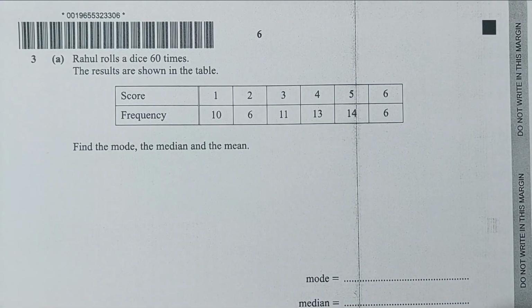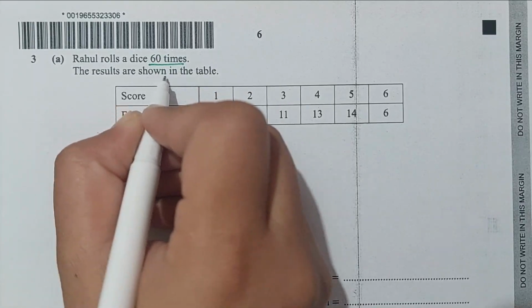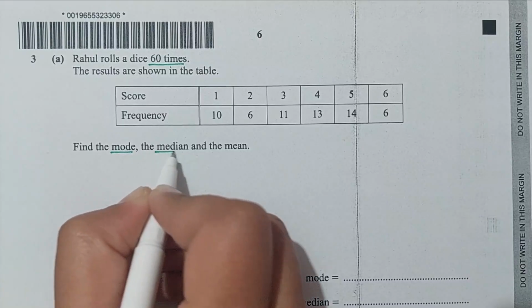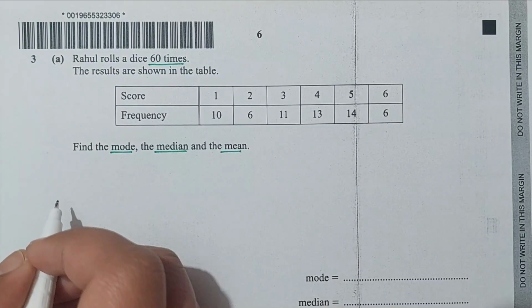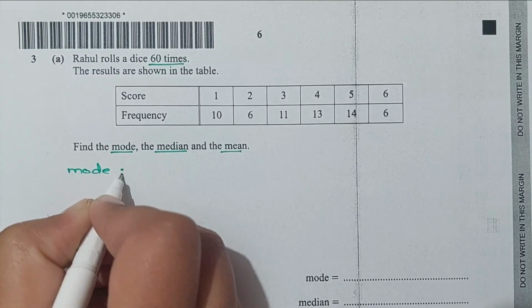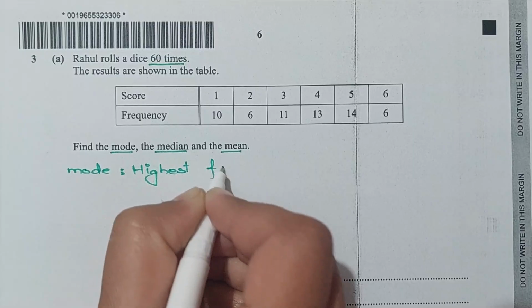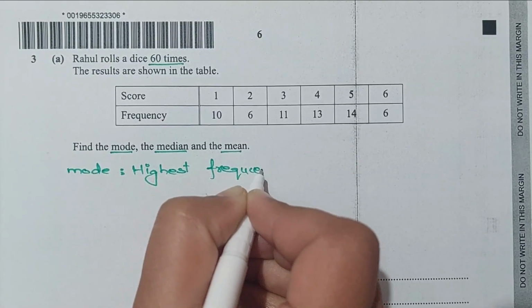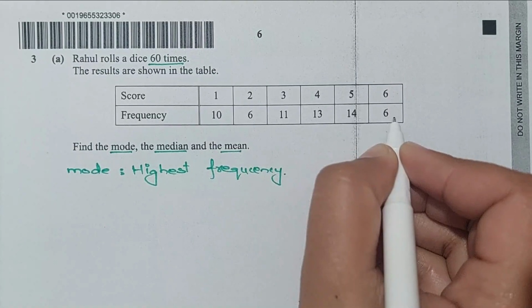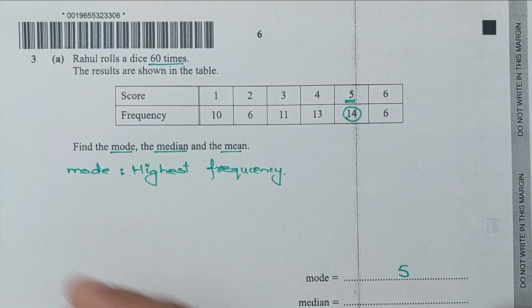Question number 3, part A. Rahul rolls a dice 60 times. The results are shown in the table, the score and the frequency. Find the mode, the median and the mean. Mode is the highest frequency. The frequencies are 10, 6, 11, 13, 14 and 6. 14 is the highest frequency at number 5, so the mode is 5.